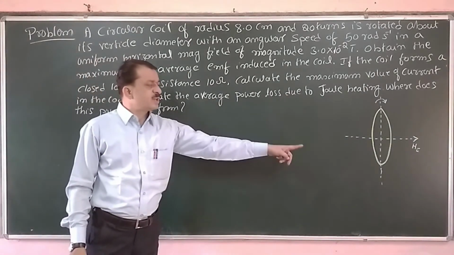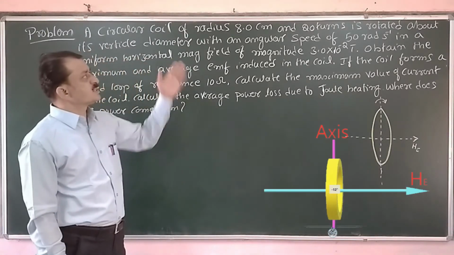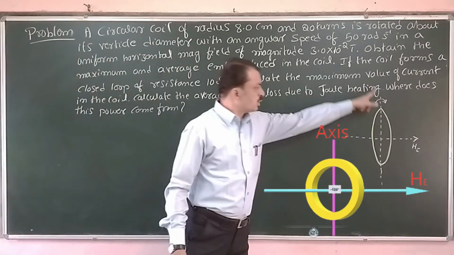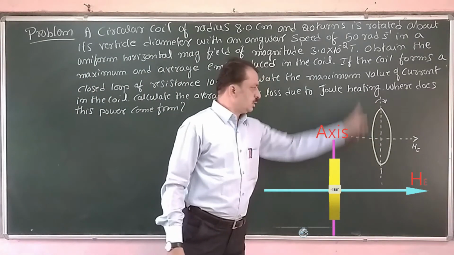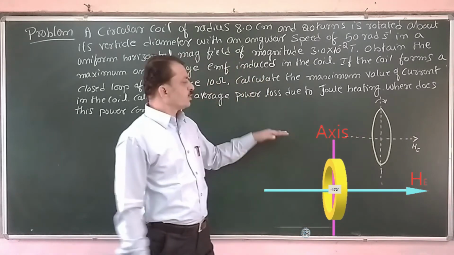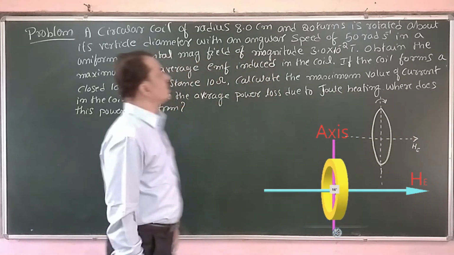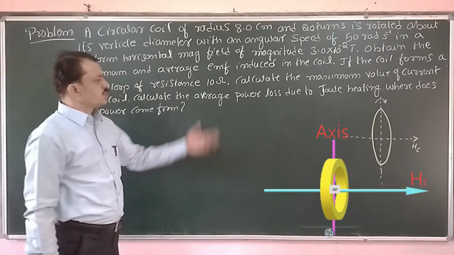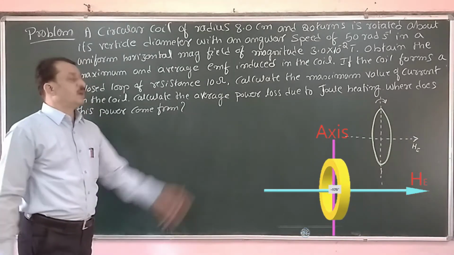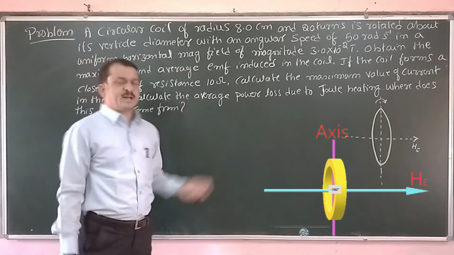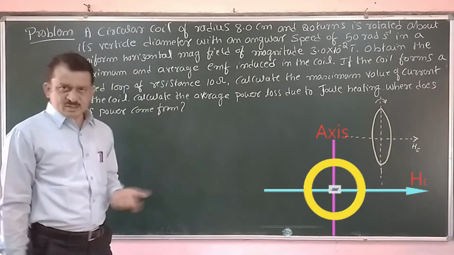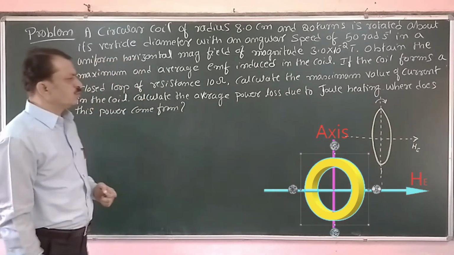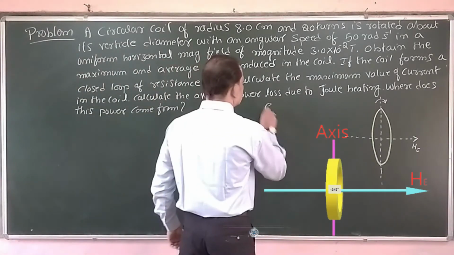So we have a circular coil, its radius is given, and the number of turns is given. It is rotating about its vertical diameter, in the presence of the horizontal component of the magnetic field, whose value is given. We have to work out the maximum value of induced EMF and average EMF, the maximum current, the power dissipation and the source of power. Now given, we will list out one by one.